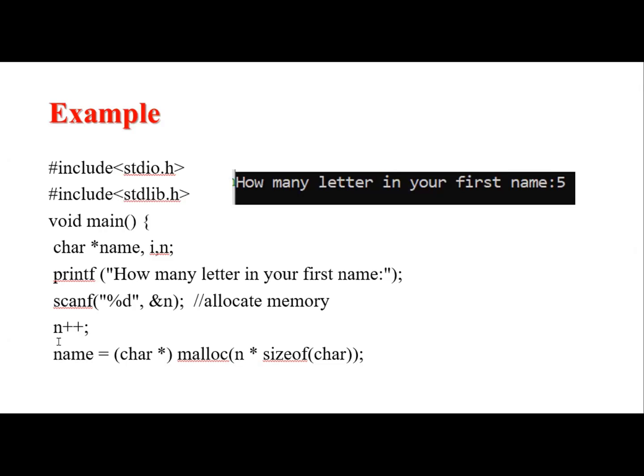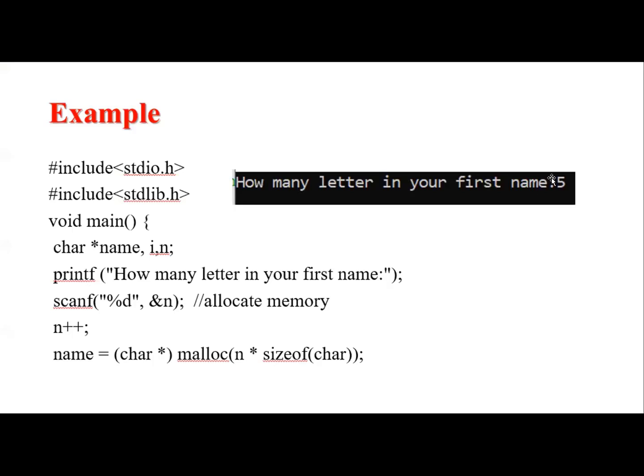Here I have written n plus plus. Let's say the name is Sonam, so I have S-O-N-A-M, 5, right? But I've incremented by 1. Can anyone tell me why I've incremented by 1? Since we require not only 5, the 5 is the letters, we need an extra null value in terms of a string, right? That's why I have incremented 1. So total is 6.